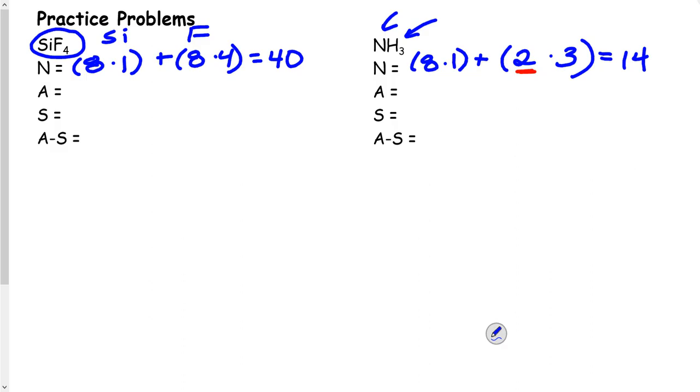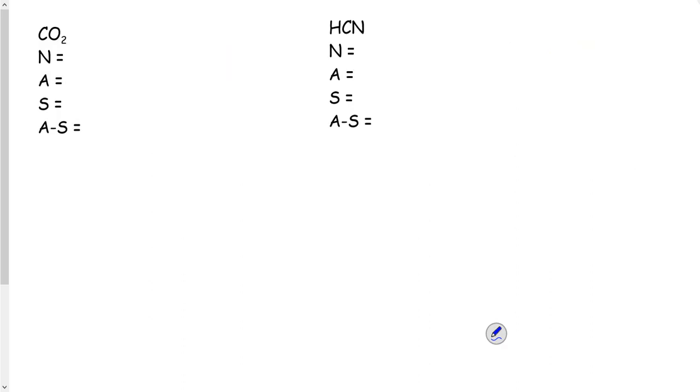Let's go and do 2 more example problems and calculate the N's. My third example has CO2, carbon dioxide. Regular elements, multiplier numbers of 8. 8 times 1 for the carbon. Add to that 8 times 2 for the oxygen. 8 times 2 is 16, plus 8 is 24.